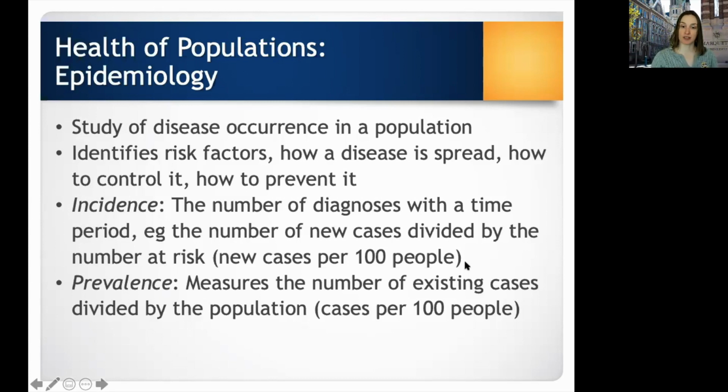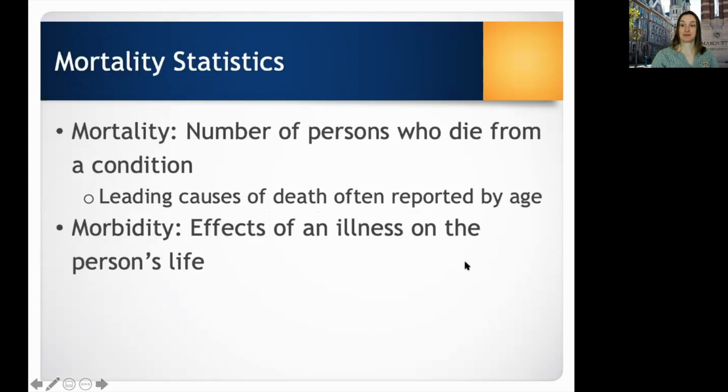Now, prevalence measures the number of existing cases divided by the population. So with heart failure, as an example, you may have a new diagnosis of heart failure, which is incidence, but prevalence would be everybody that has heart failure now. So that could be people who were diagnosed years ago. So incidence and prevalence.